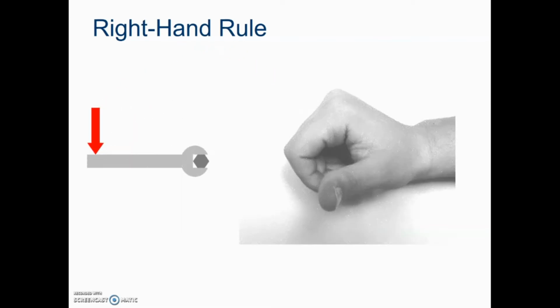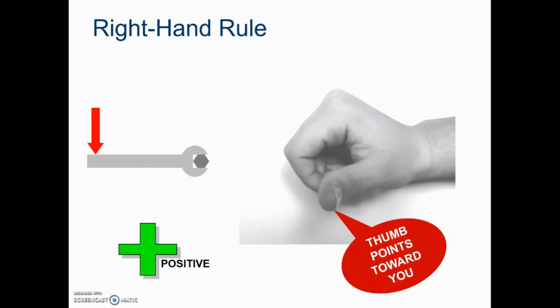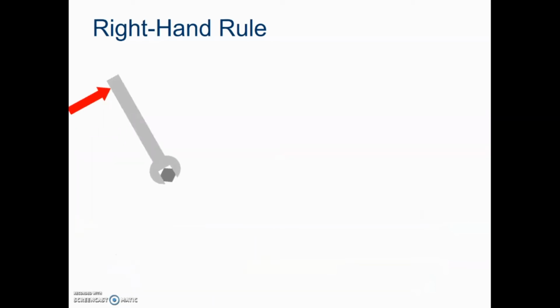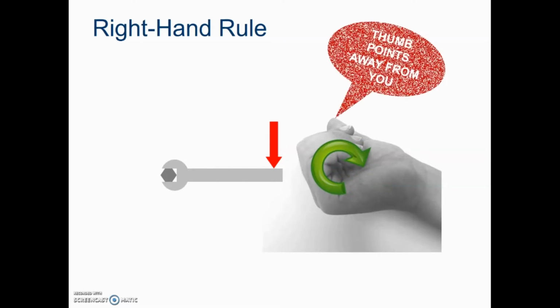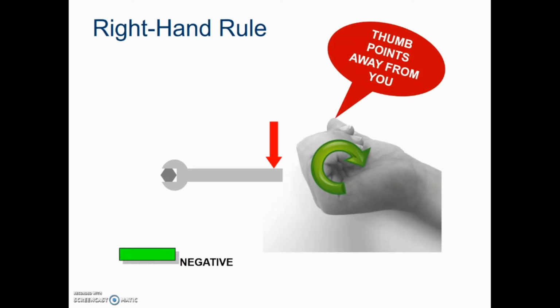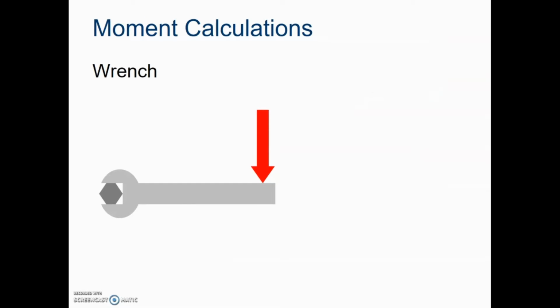So if we use the right-hand rule, we're going to use our fingers to curl downward, which forces our thumb to point toward us, which means we have a positive moment. Or you can just think of it as a counterclockwise motion means a positive moment. On the flip side, if we use our fingers and follow that rotation around, our thumb is naturally pointing away from us, which means we have a negative moment. Or again, we could just remember that clockwise is negative. Whichever one works the best for you. So let's dig into those calculations.